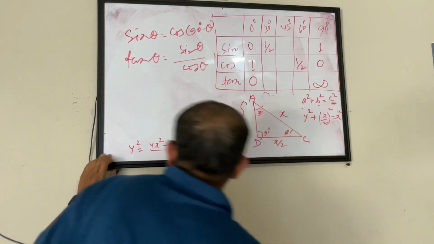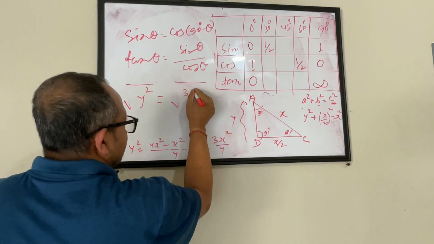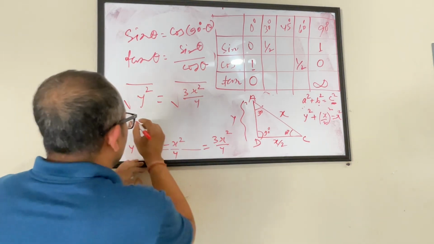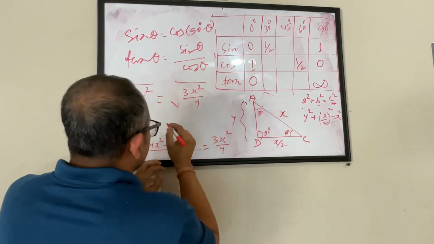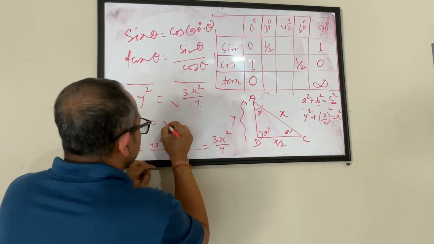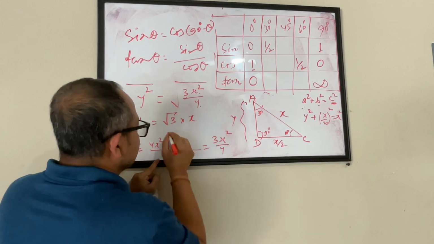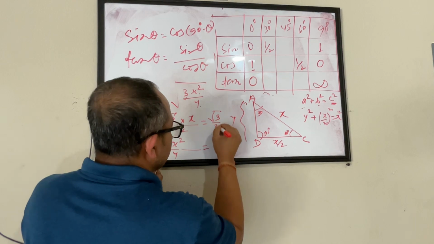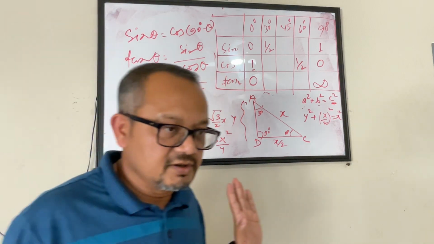That means, let's do a square root of everything. So what it becomes is, square root of y square will give me a y, square root of the whole thing. That makes a square root of 3, square root of x square, square root of 4. So it becomes root 3 into x square, square root of x square becomes x, and square root of 4 becomes 2. So it becomes root 3 by 2 into x. Is it clear so far?